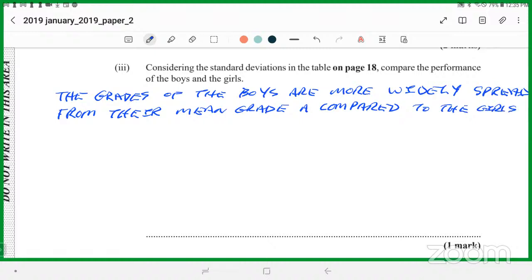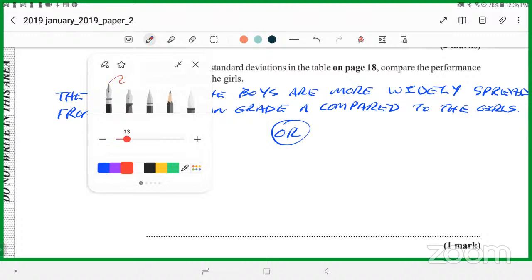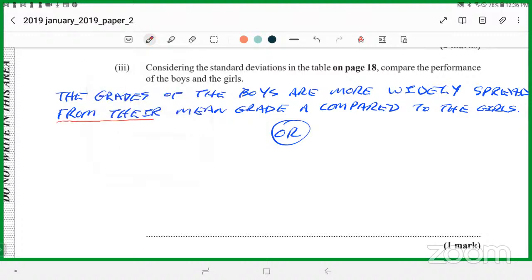Right? That, and then give you your marks. Or we can write it another way, referencing the girls. The girls' grades are more closely spread compared to the boys. But you have to say this. This is the key thing that you have to say: from their mean grade. You have to mention from the mean grade. Standard deviation is measuring spread from the mean grade. You have to say that.